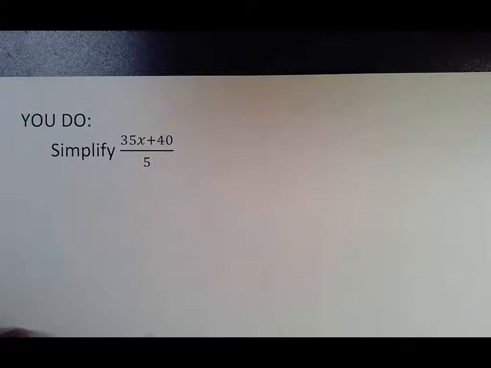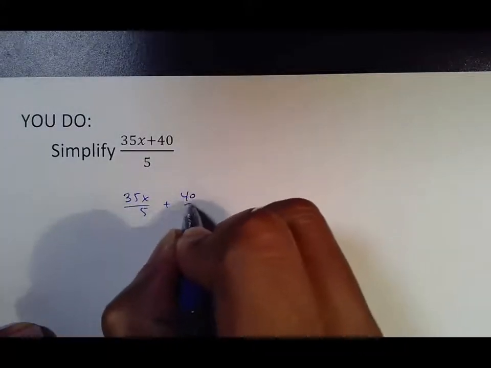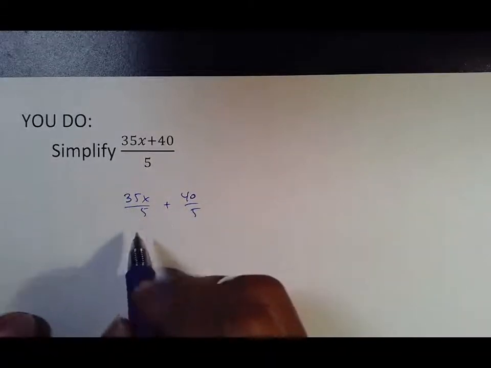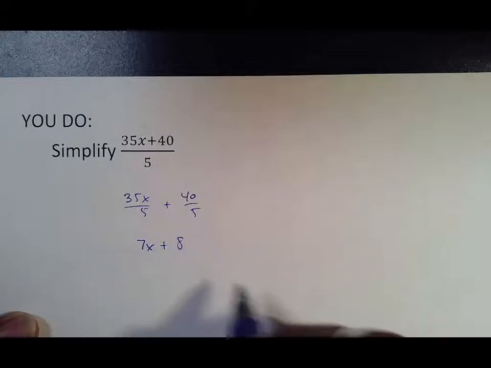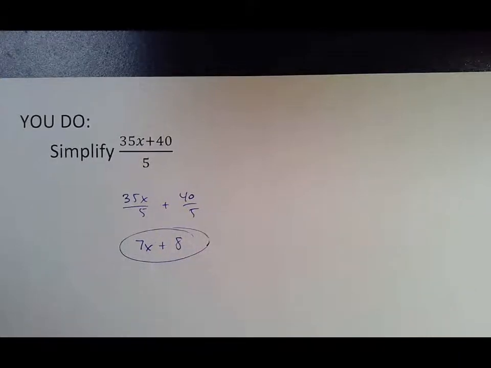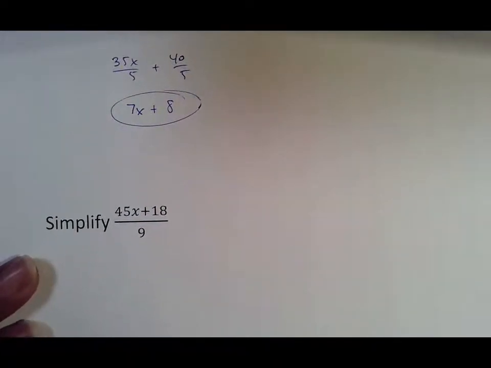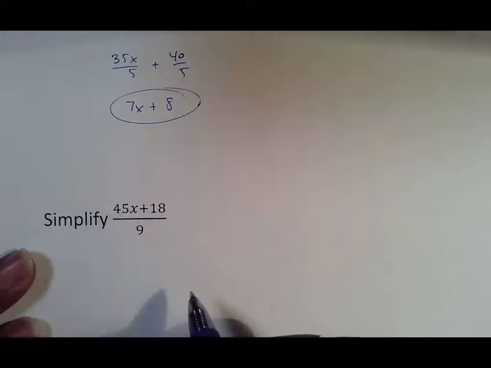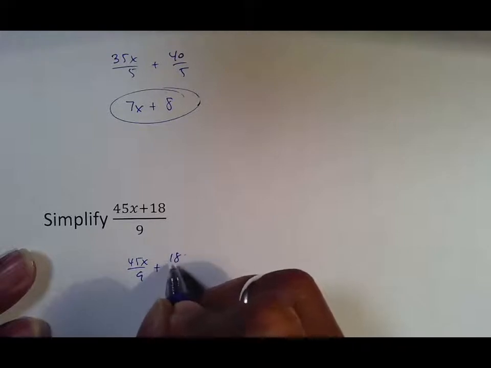I am starting now. So you should have split this to be 35x over 5 plus 40 over 5. 35 divided by 5 is 7, attach your x. 40 divided by 5 is 8. That would be your stopping point. Keep in mind for the test this week, you do need to show that middle step. Although you don't have to show the steps on your distributive multiplication, you do have to show it for this because it's new. Here, again, splitting this is 45x over 9 plus 18 over 9.